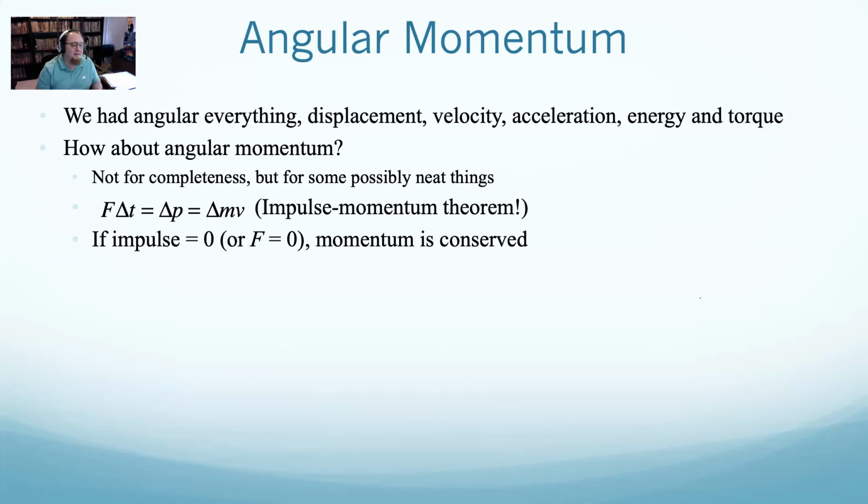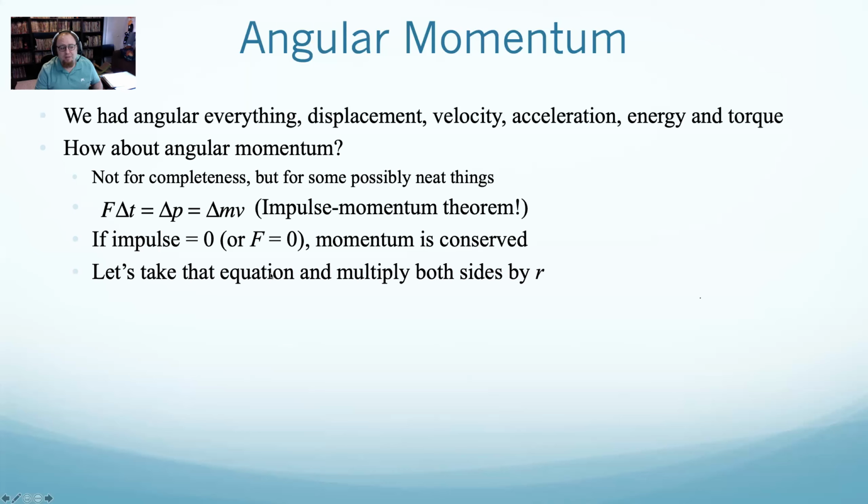Well, I'm going to take this equation up here, F delta t equals delta mv, and multiply both sides by r. If I multiply both sides by r, I get r F t equals r m v. And let's just move that r into my delta. What I'll say is r F times the change in time equals the change in r m v.